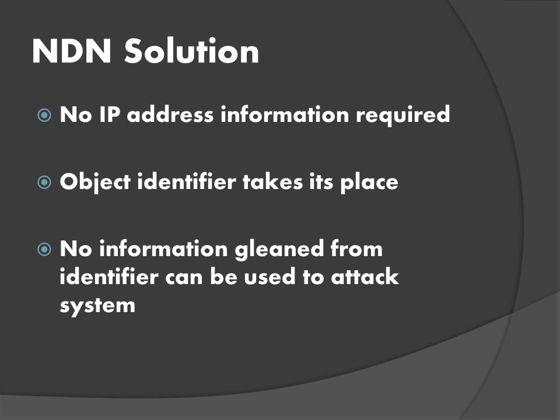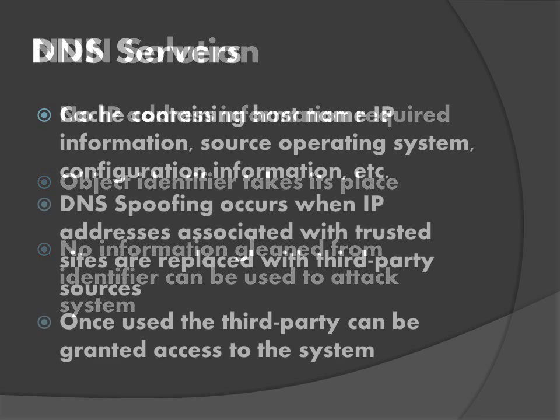Now, the NDN solution to this is obvious. There is no IP address information required in order to gain access to content. The three-way handshake is not required in NDN because it's not a connection-based protocol. But the more interesting part of this is that even if an interest and data packet were intercepted by a third party, there is no identifying information contained. It's just the object identifier, or the thing that you were looking for. And this can create a whole new level of security in this situation.